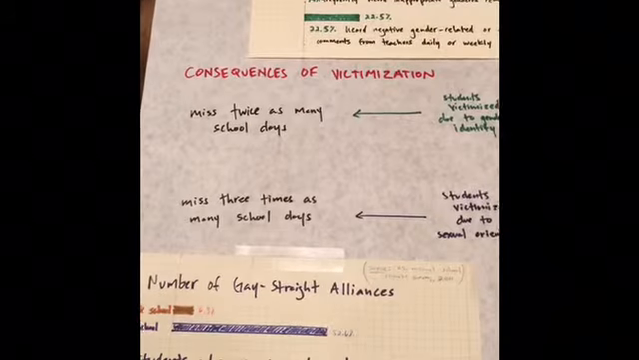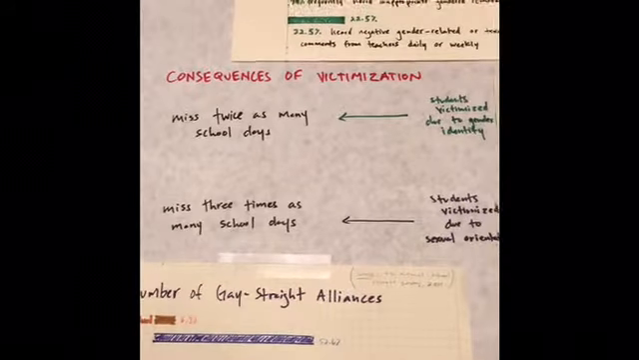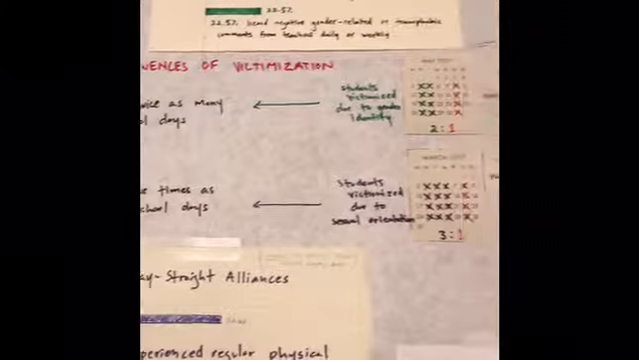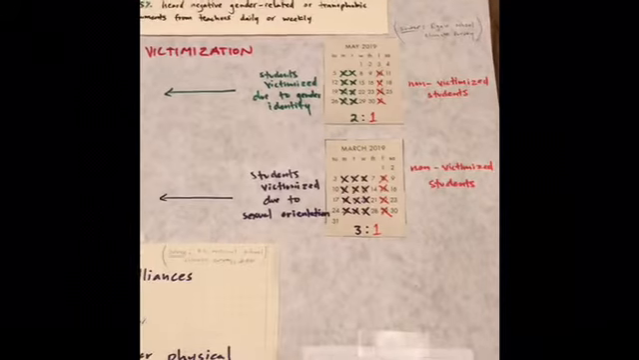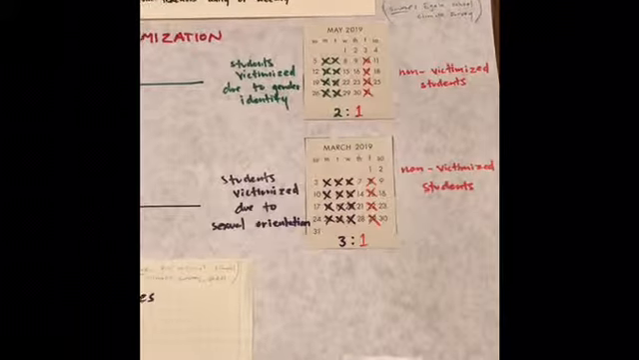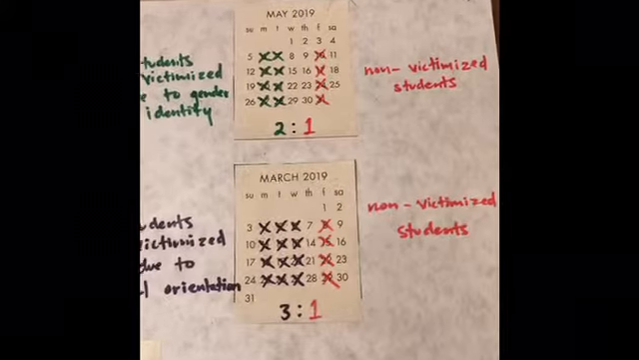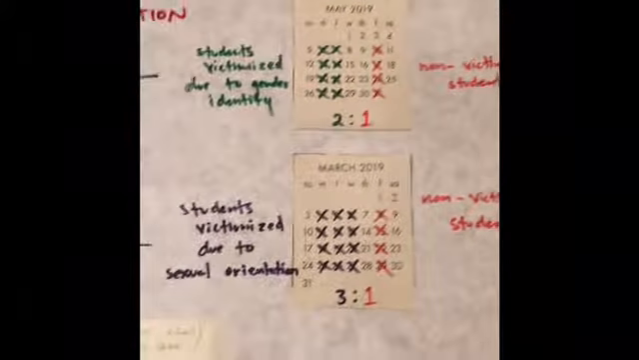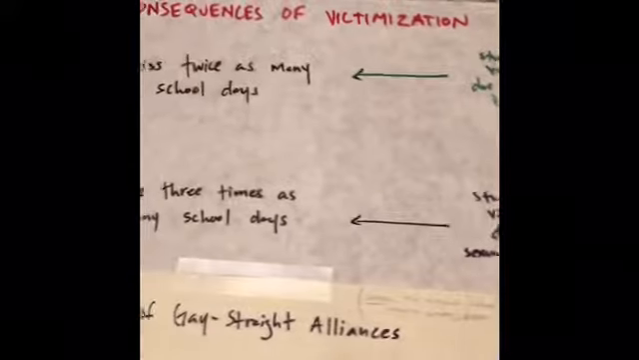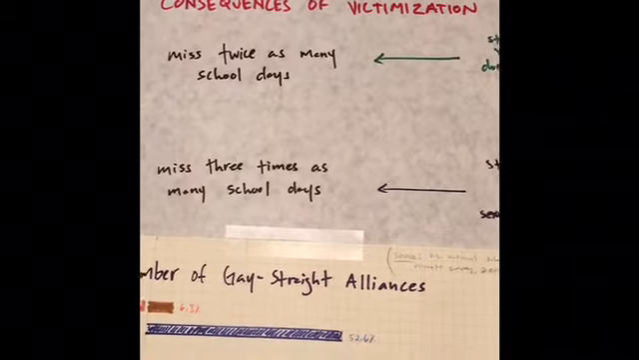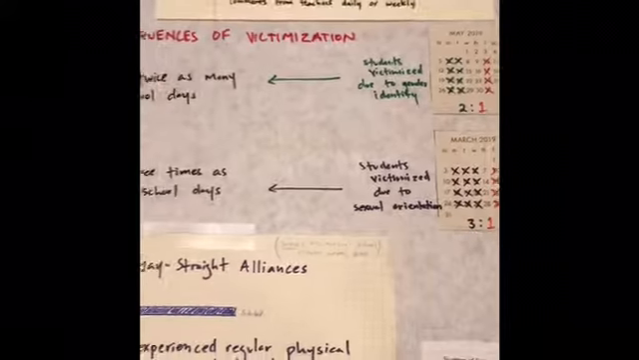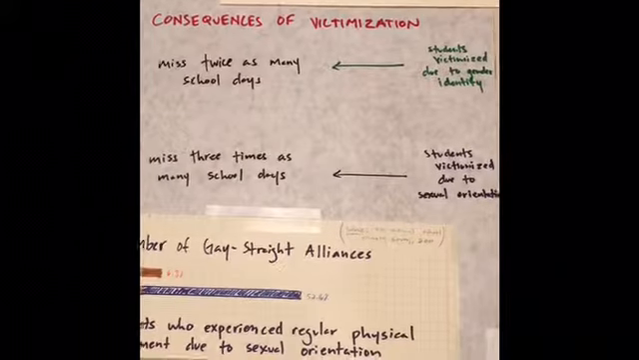The next section is titled Consequences of Victimization, and this data was pulled from the worksheet activities that we worked on in class, and the source was the eGale School Climate Survey, that survey from Canada. And the consequences of victimization: students victimized due to gender identity missed twice as many school days as non-victimized students.